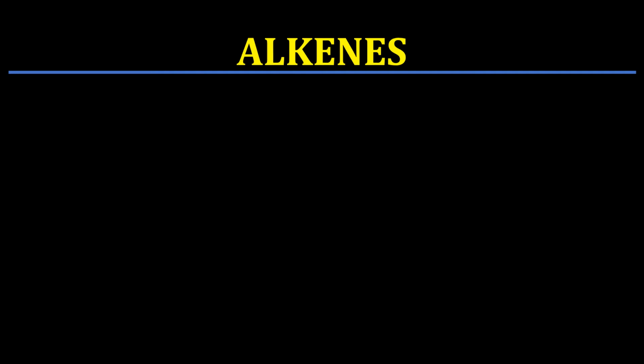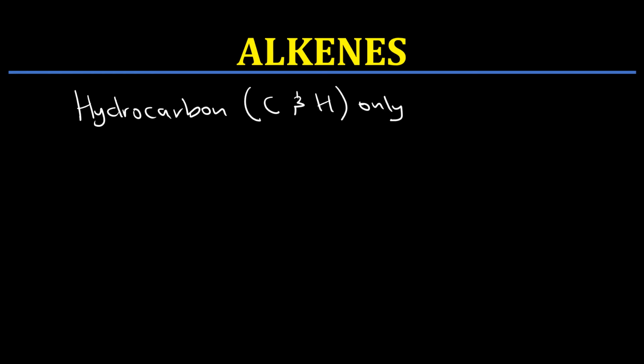In this video, we are going to have an introduction to alkenes. Alkenes fall under a group of compounds known as the hydrocarbons, just like the alkanes. So that means under alkenes, we shall basically be having carbon and hydrogen atoms only. We should not expect sulfur, we should not expect nitrogen, and so on.